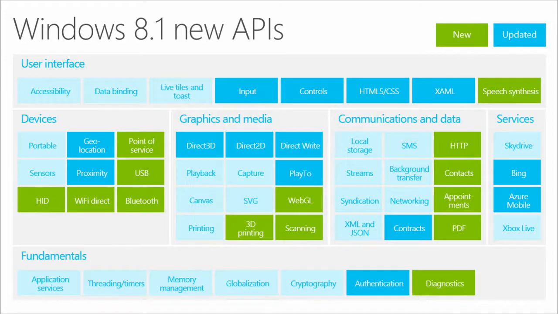So things like point of service, USB, Bluetooth, things that the phone has had for a bit. We now have recent versions of that that are actually really fast and well optimized here on Windows 8.1. So you can do a lot of things for connecting with these external devices.